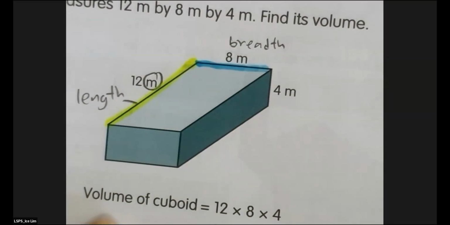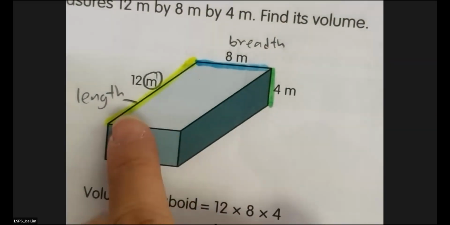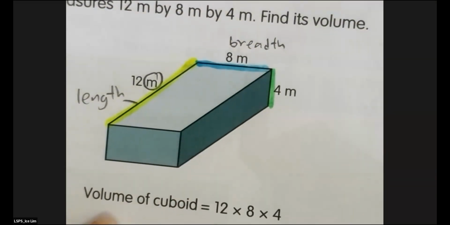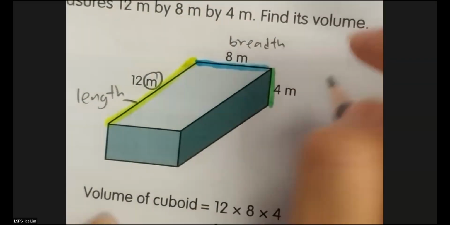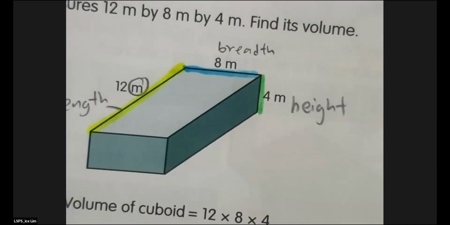Then you have the last one. How deep is this cuboid? How tall is this cuboid? So I have 3 colors: length, breadth, height. 4 meters. How long? How wide? How tall?